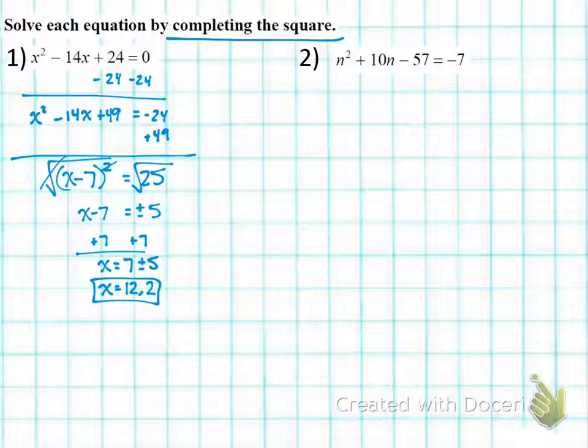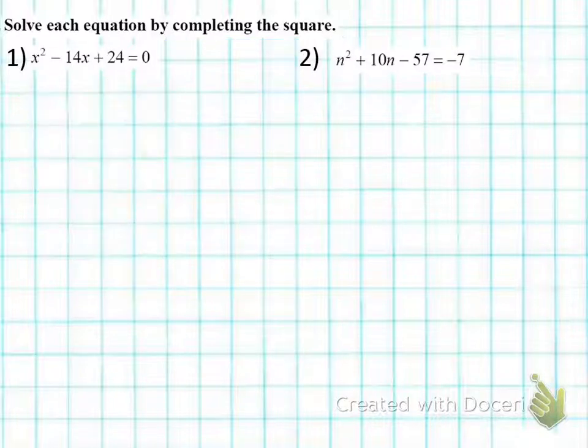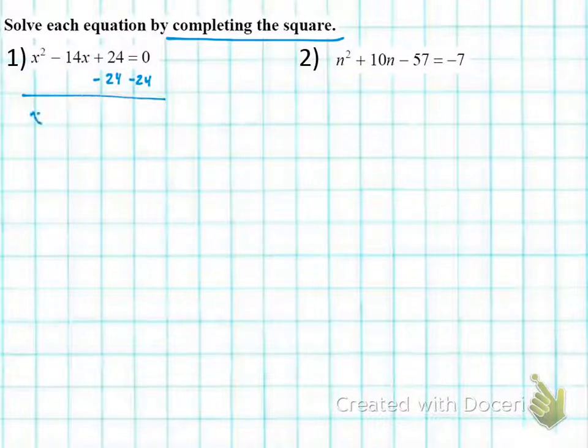That's number 1. Watch again. First thing I'm doing is I'm going to move the constant term to the opposite side, so I'm subtracting 24, rewriting my equation again, leaving a little space for c, and then writing the negative 24 on the opposite side. Now I'm going to complete the square. Half of negative 14 is negative 7. Negative 7 squared is positive 49. So I'm going to add 49 to both sides.